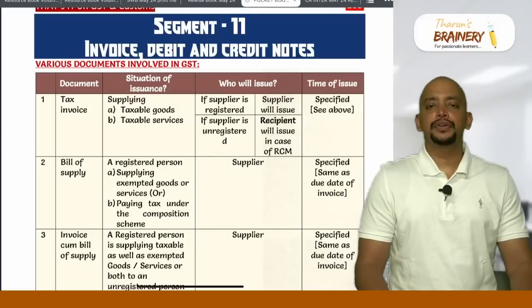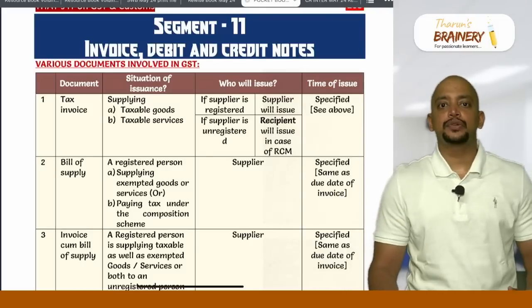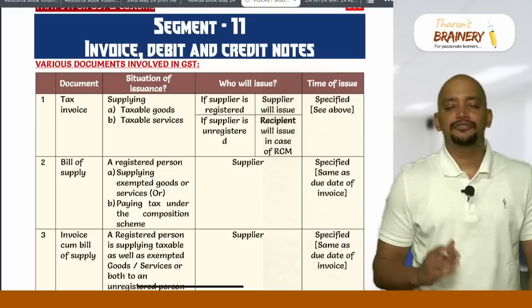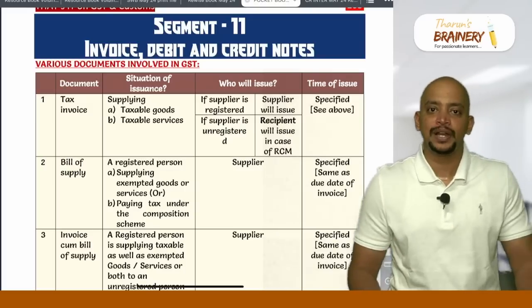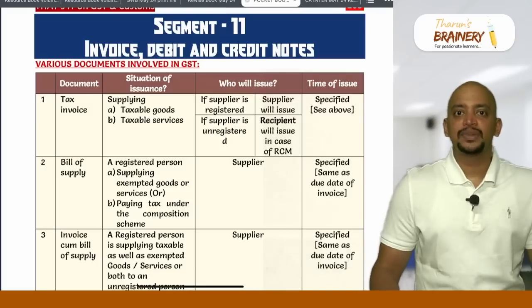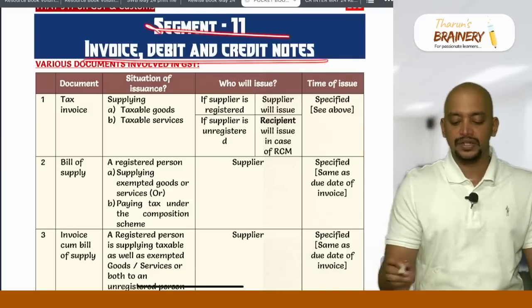Hi friends, in continuation with the last three parts related to Rocket Revision CA Final May 24 exam, now we are moving on to part 4, and in this part 4 we are going to complete the balance portion in GST. So starting with segment 11, that is invoice, debit notes and credit notes.